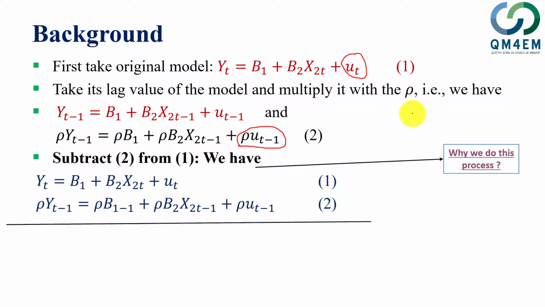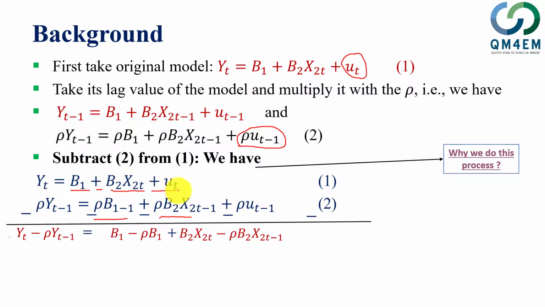So when I subtract these two, I put the negative sign for simplicity, and then you can see I can summarize this equation: y_t minus rho y_t-1 should be equal to beta 1 minus rho beta 1, plus beta 2 x2_t minus rho beta 2 x2_t-1, plus the error term u_t minus rho u_t-1. So that's what you obtain when you subtract equation 2 from equation 1.